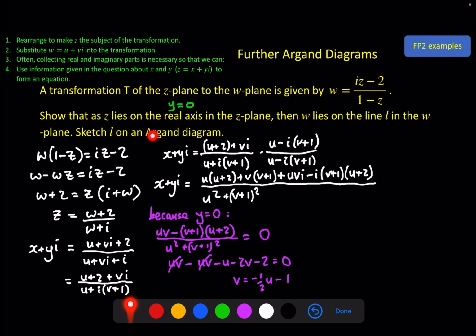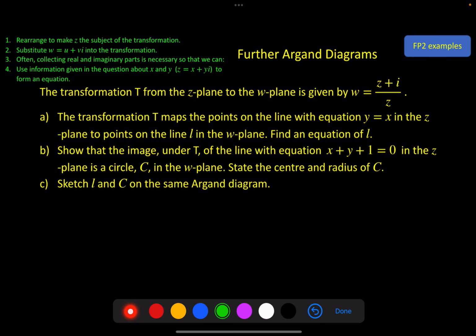Last thing to do, sketch L on an Argand diagram. Don't forget we're using u and v to sketch L because L is in the w plane. It cuts at minus 1 and has a fairly shallow negative gradient. So here is L.